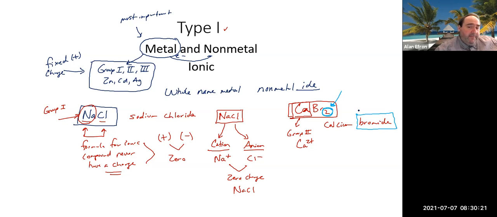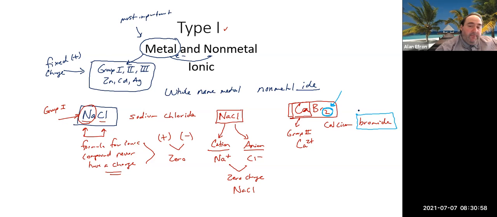So that's one very common thing that people always want to do, is like, hey, I want to put the di there because there's 2 and stuff like that. So you do not do that in this situation at all. As long as you can recognize it as a metal and a non-metal, and recognize the metal is coming from one of those groups that have a fixed charge, that is basically how you name it, regardless if you have multiple metals or multiple nonmetals. It's just that format: whole name of the metal, nonmetal gets the -ide, regardless of how many there are.